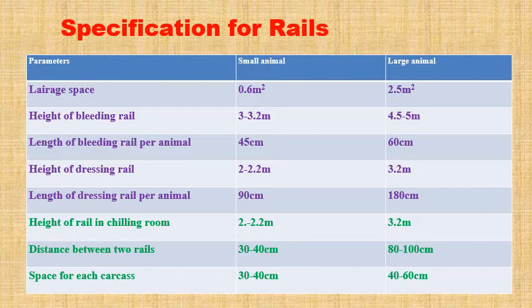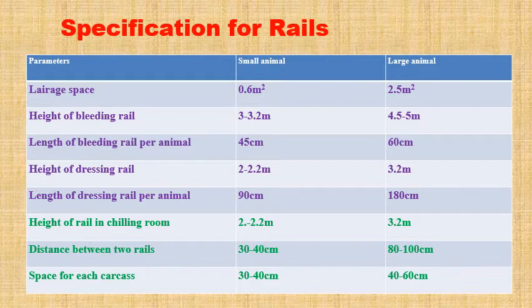In case of layerage, the space required is 0.6 meter square for small animal and 2.5 meter square for large animal. The height of the bleeding rail is 3 to 3.2 meter in small animal and 4.5 to 5 meter in case of large animal. The length of bleeding rail per animal, that is for one animal how much length of rail is required, is 45 centimeter and 60 centimeter. The height of dressing rail is 2 to 2.5 meter and 3.2 meter. The length of dressing rail per animal, that is how much length is required for dressing, is 90 centimeter and 180 centimeter.